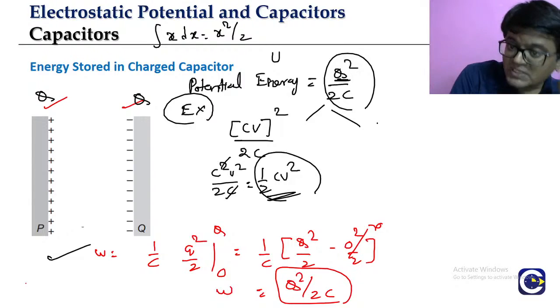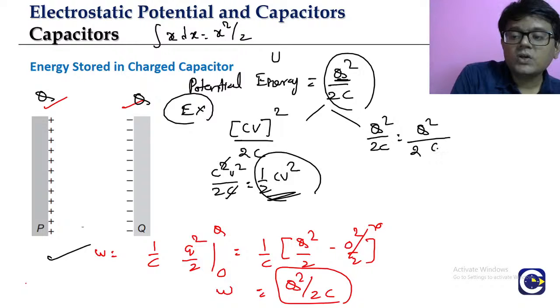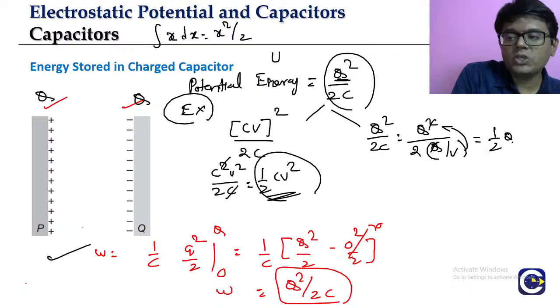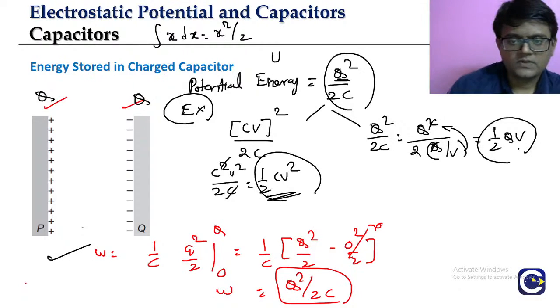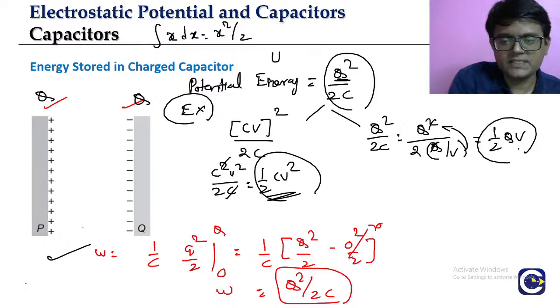There is one more variation. If you look at Q square by 2C, here we will replace this C with Q by V. If we replace C with Q by V, one Q cancels and the V goes to the numerator. What is it? Half Q into V. Look, these are the three alternative forms. All have the same value, because we are just replacing using the relation between the charge, capacitance and the potential difference.